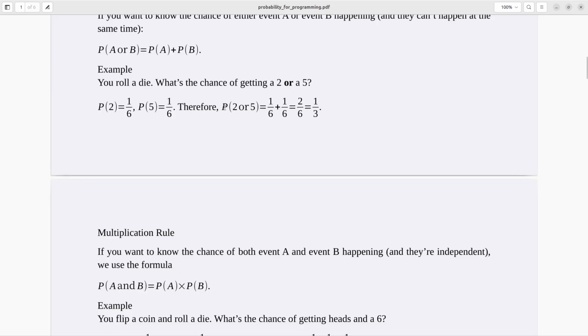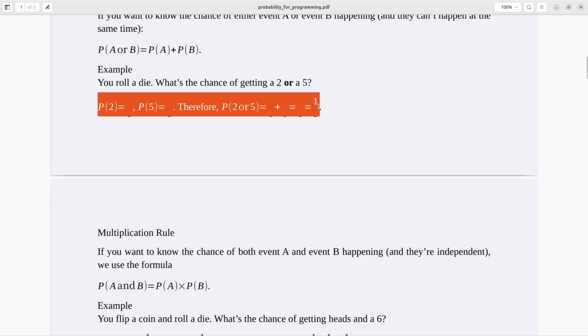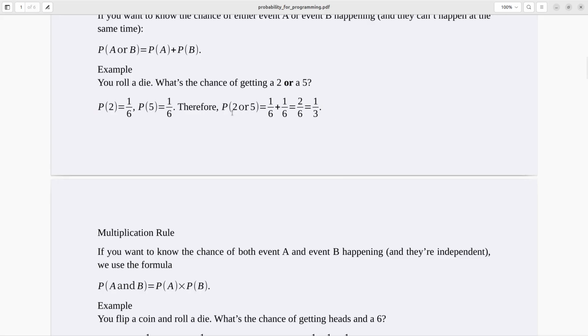So it means that the probability of 2 or 5 is just equal to 1 over 6 plus 1 over 6, which is equal to 2 over 6, or it can be simplified to become 1 over 3, okay? So this is the meaning of the addition rule. When the two events do not have any overlapping, we can add the individual probabilities together, okay?